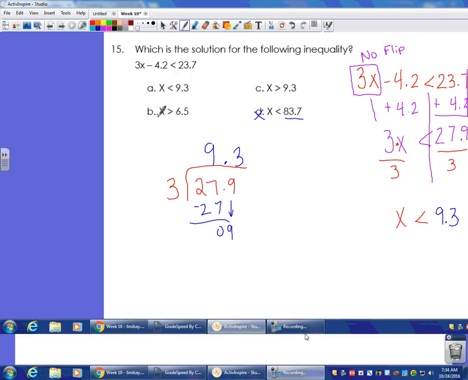So what they would have, they will always have answers like this. What they were trying to do is trick you and try to say that you needed to flip the inequality sign. We did not need to flip the inequality sign because that was a positive 3. So A is the correct answer.